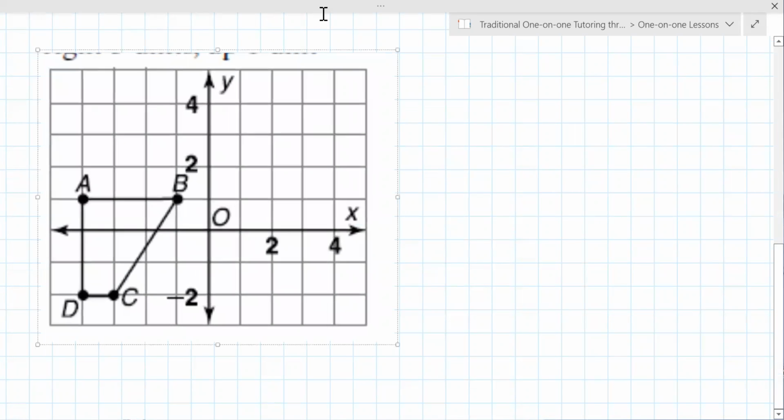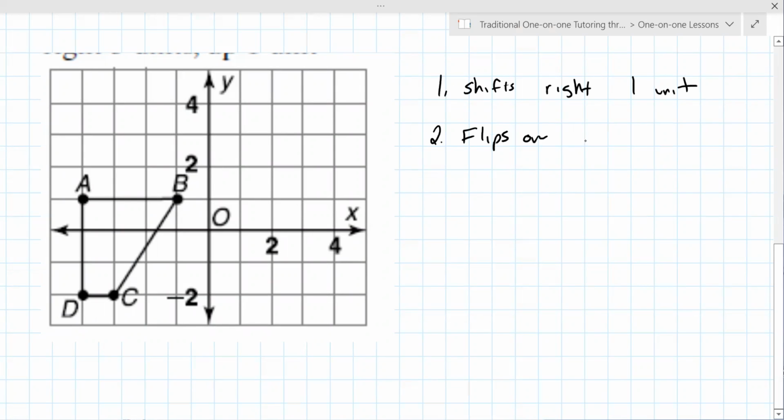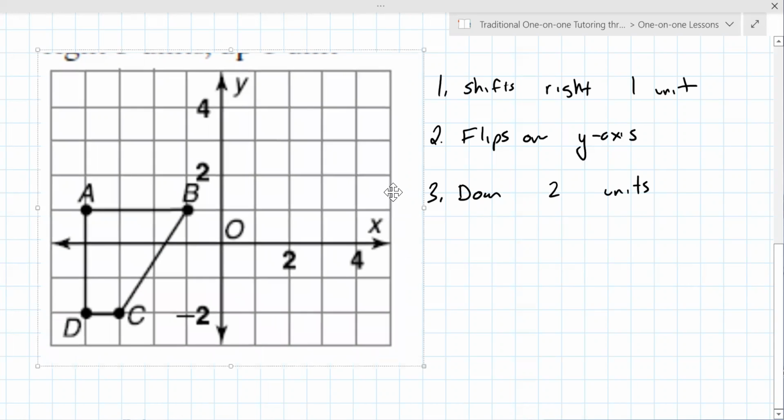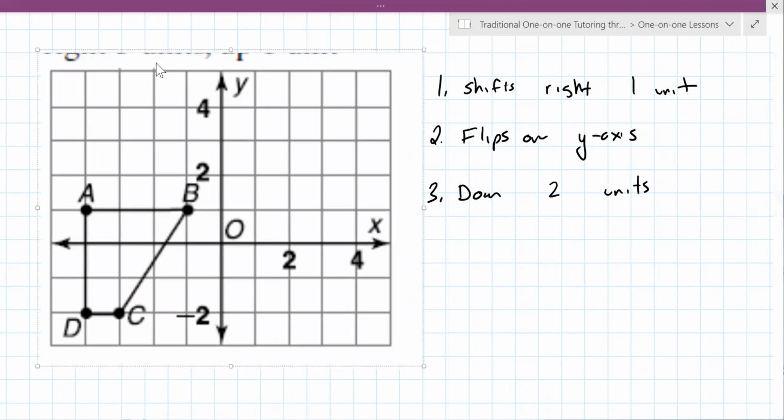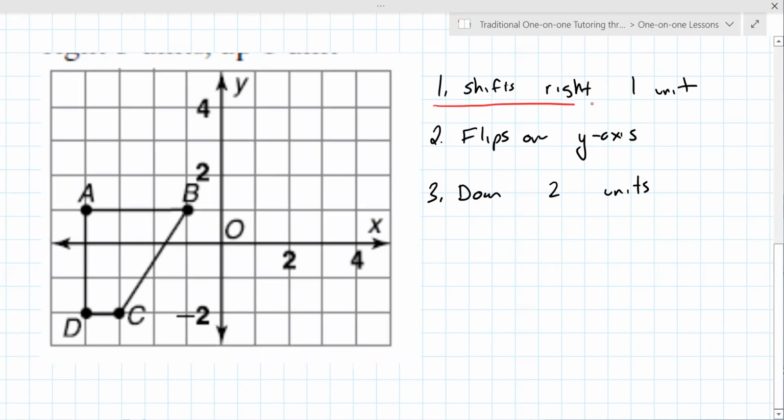All right, so here's a new image. And I'm going to make this one closer to the examples you have in class. So let's say this first shifts right 1 unit, then it flips over the y-axis, and then it goes down 2 units. Okay, so we're going to work through that in this problem here. There are 3 separate transformations. And they usually have to tell you the order. You assume they're in the order that they're given here.